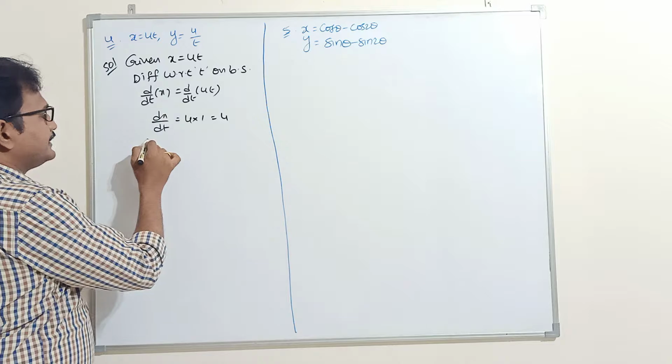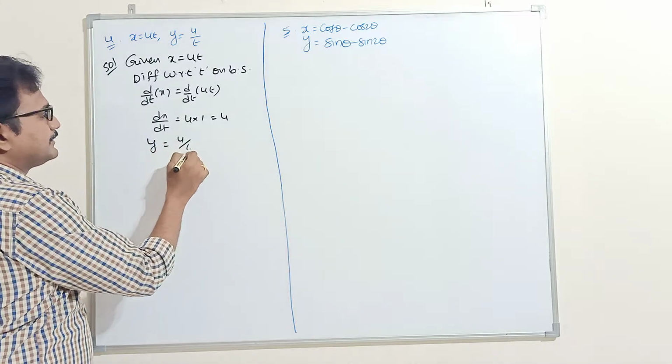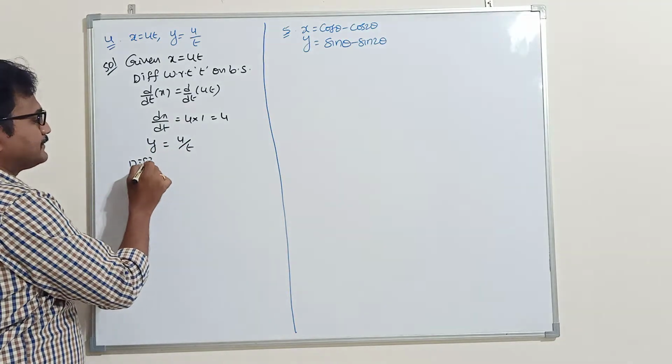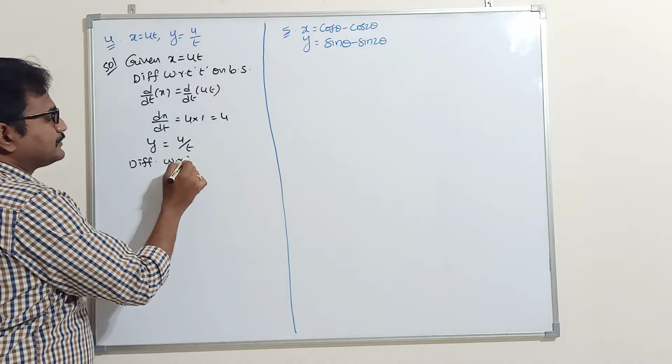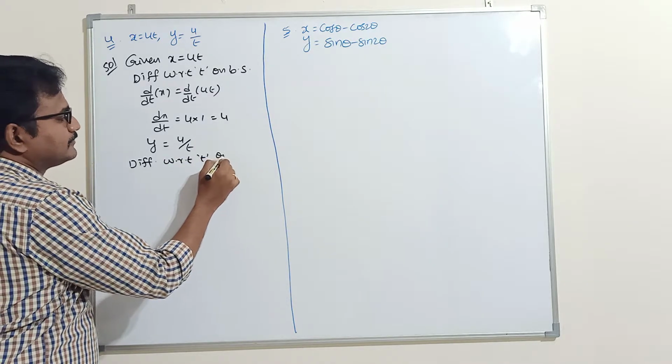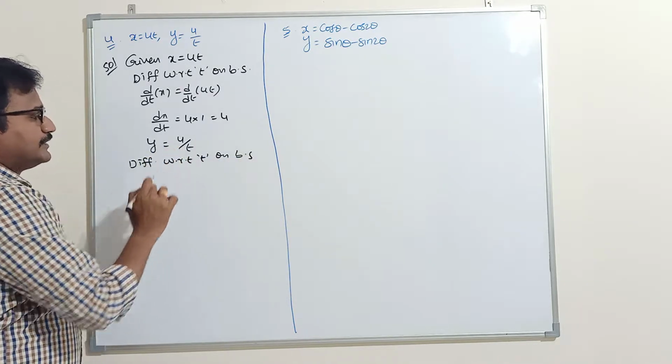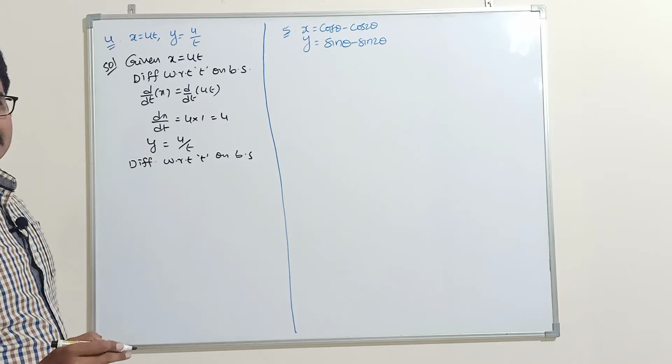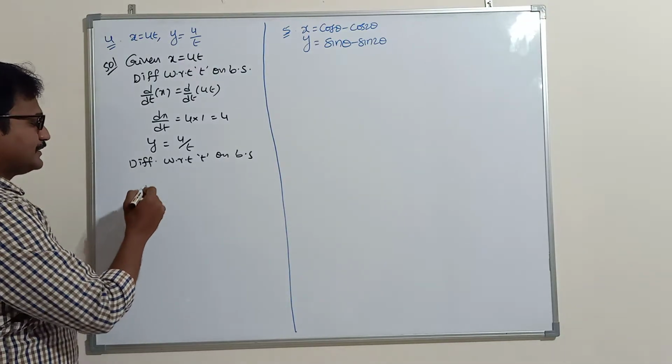Next, y is equal to 4 by t. Differentiating with respect to t on both sides, because the equation y is given in the form of parameter t.